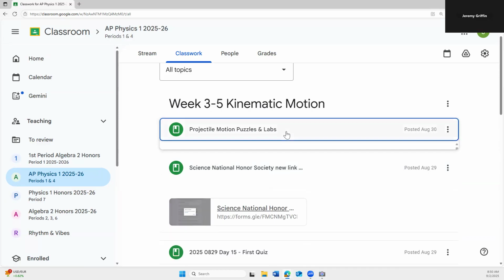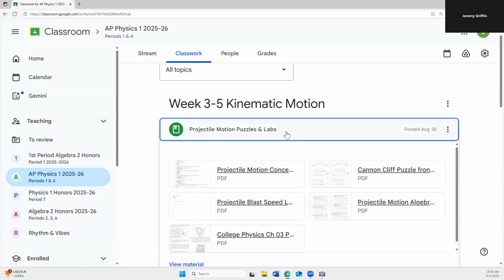Oh, while we're here, I did post this over the weekend also. You guys see it says projectile motion puzzles and labs. By AP's book, this is still part of kinematic motion. It involves the same three kinematic equations that we're going to use today and we've been using the last few days. It's just in two dimensions, right? Because that's what projectiles are. You throw something in the air at an angle. It goes up and down, but it goes across the field left to right also.